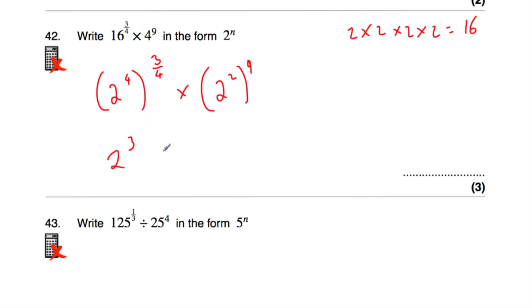Okay, here you've got times, and then 2, and then you've got a power of a power, so you times the powers together. 2 times 9 is 18. And this is fantastic. Finally, we've got 2 to the power of 3 times 2 to the power of 18. You add the powers together. Remember, if you times things with the same base, you just add the powers, so it'll be 2 to the power of 21. So the answer is 2 to the power of 21, and that's it.